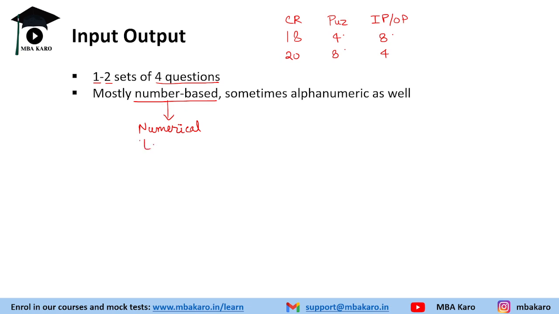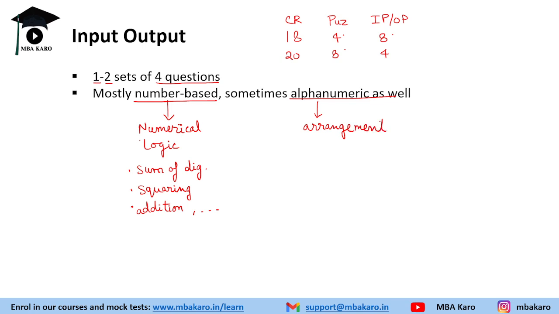So it could be numerical logic, like sum of digits, right? It could be squaring of a number, it could be addition, subtraction, multiplication, etc. So these are kind of the logics that are involved. And when you get alphanumeric, that is typically arrangement based.